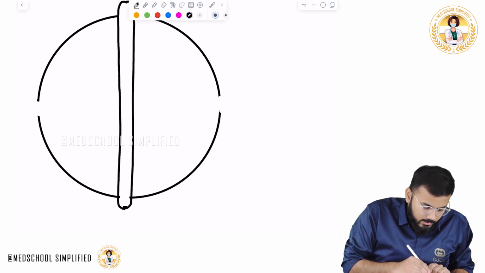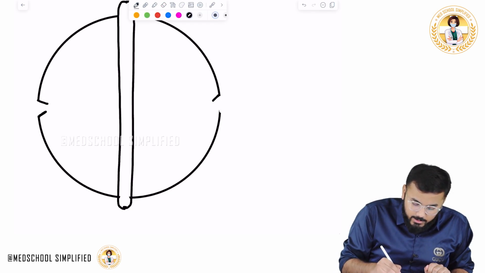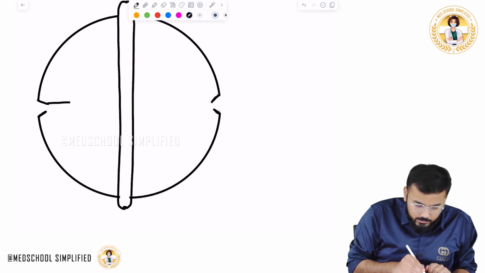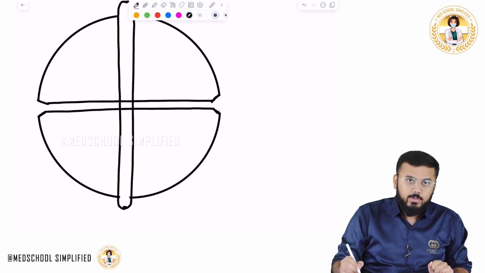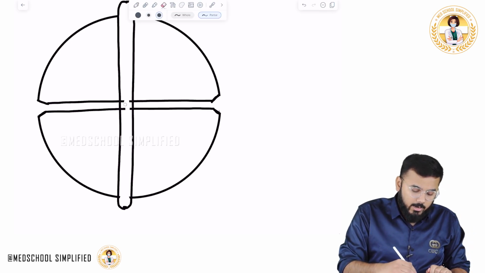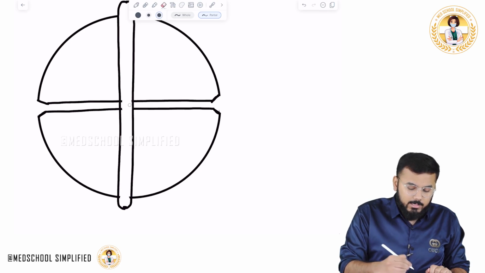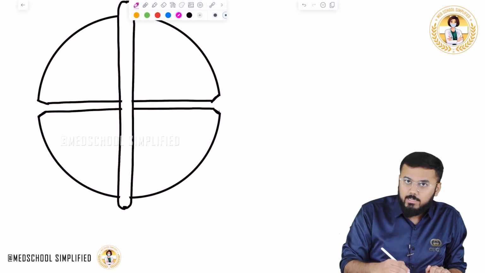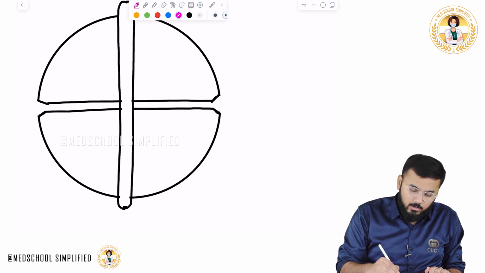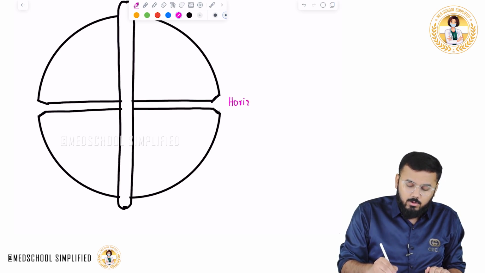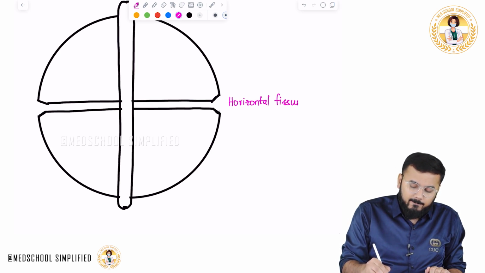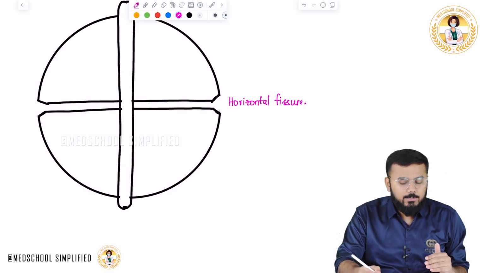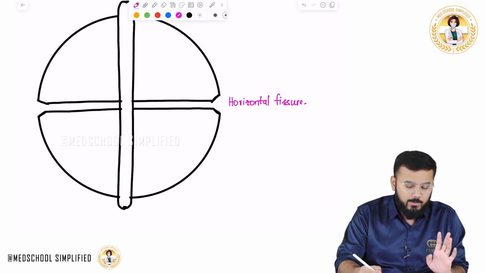Okay, you see here, this cerebellum is divided into two important halves. These two halves of the cerebellum are separated by the horizontal fissure, which divides the cerebellum into the upper part and the lower part. So this is your horizontal fissure, dividing the cerebellum into the upper half as well as the lower half.